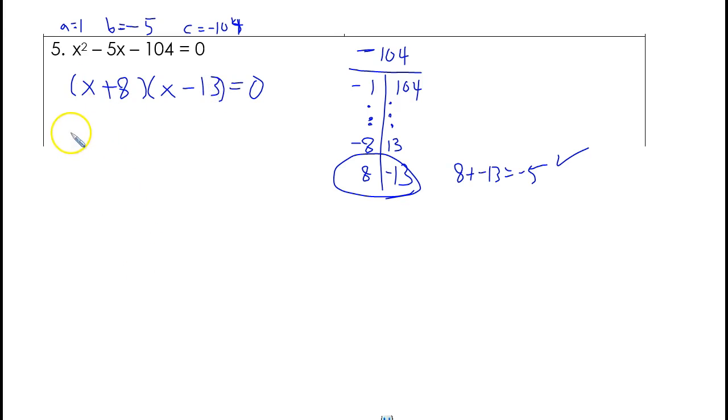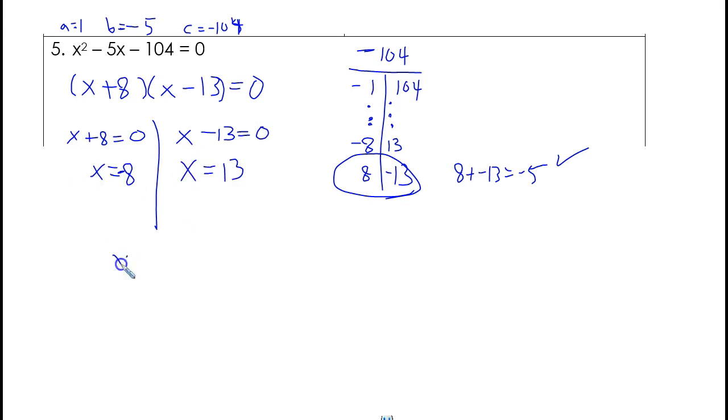We'll use the 0 product property one more time. X plus 8 equals 0, and x minus 13 equals 0. Subtract 8 and add 13. So our two solutions are negative 8 and positive 13.